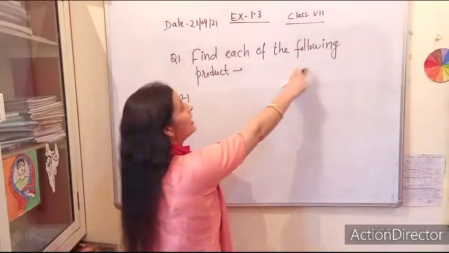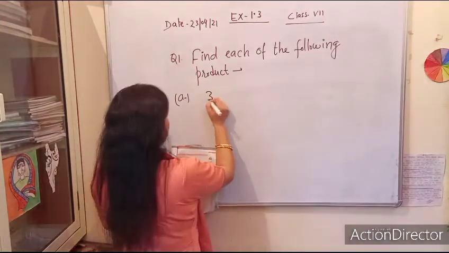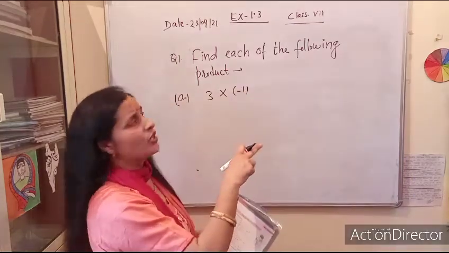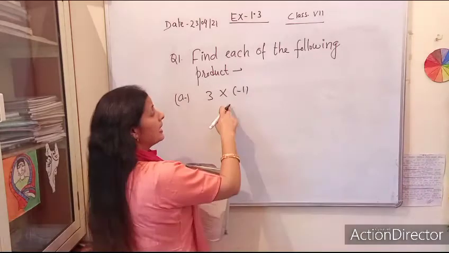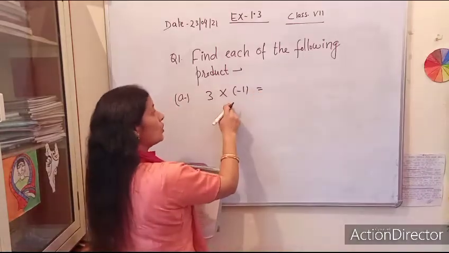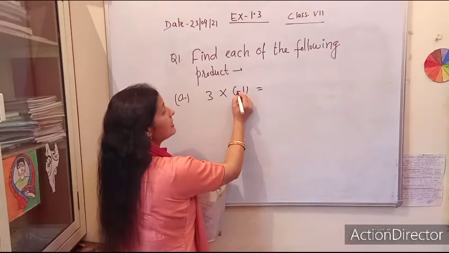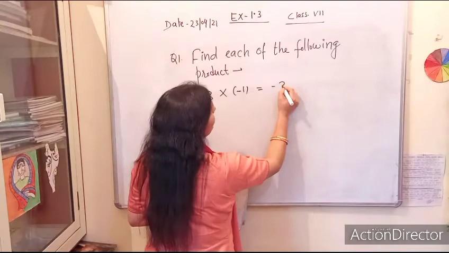The question is: find each of the following products. The first question is 3 into minus 1. These are only one-liner questions, very easy to understand. 3 into minus 1: 3 ones are 3, but the sign is negative. Plus into minus will be minus. So the answer will be minus 3.